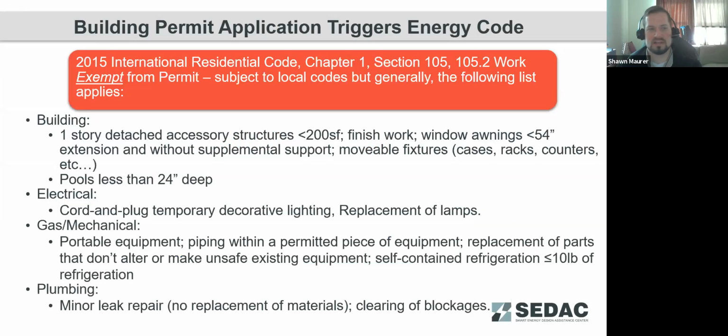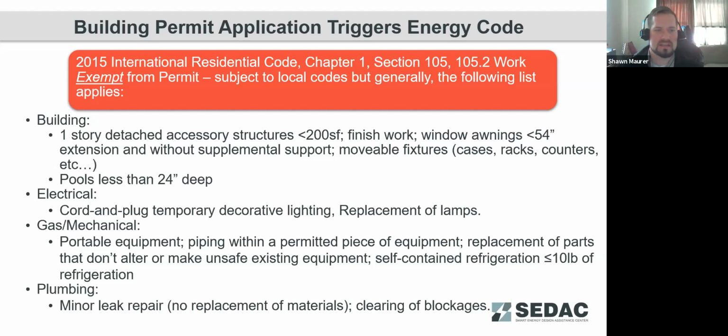So when does the energy code apply when you're looking at your facilities and projects? The 2015 International Residential Code contains language that would trigger when the energy code applies. And generally, it's when a permit needs to be pulled for your project.